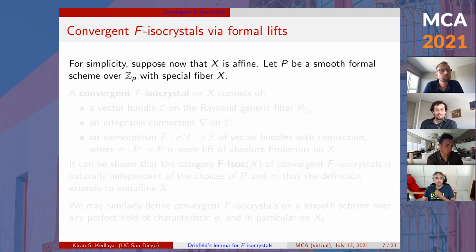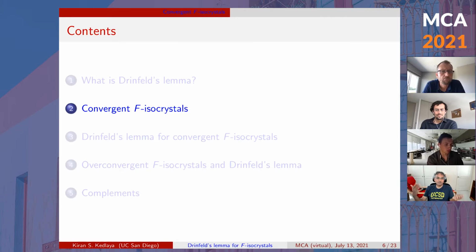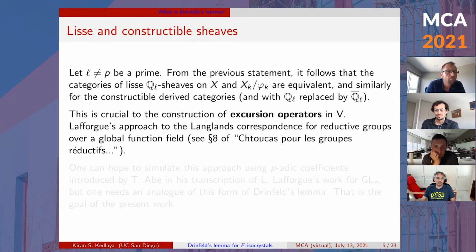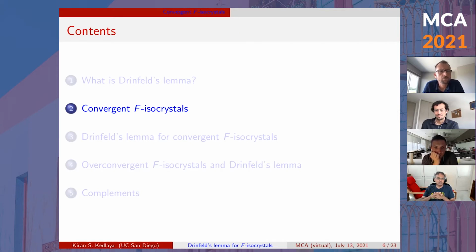Okay, so for the purposes of telling, I need to tell you what the analog of a lisse sheaf is. There are actually two analogs of a lisse sheaf in p-adic cohomology. One of them is easier to describe, and one of them is the better object to work with in the long run. So first, let me tell you about the easier to describe one, and then we'll come back to the one that's better to work with at the end.